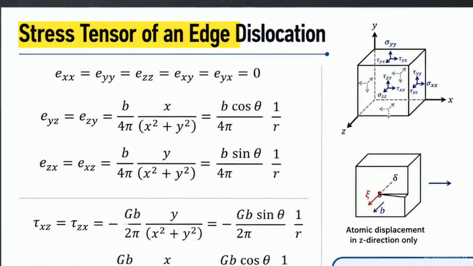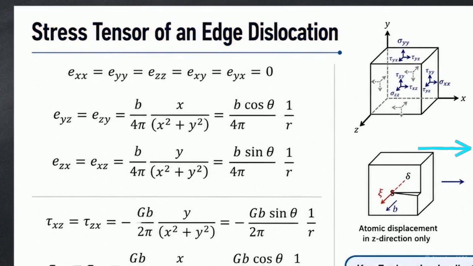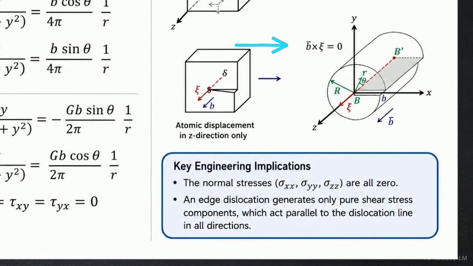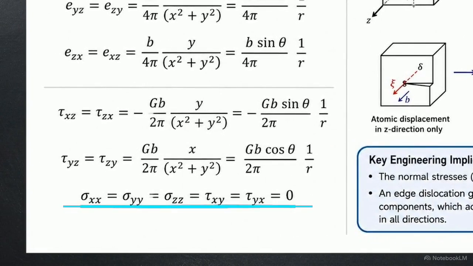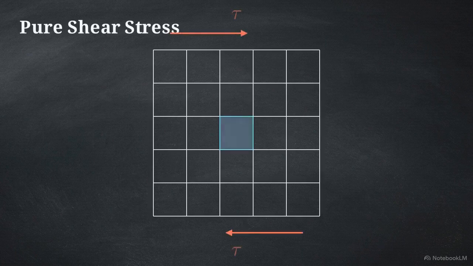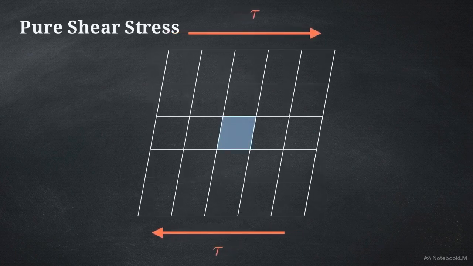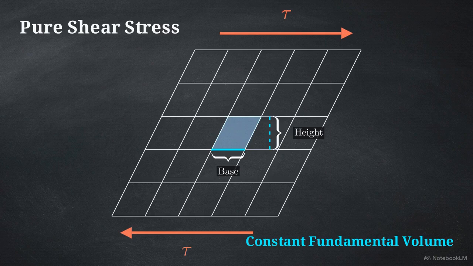However, there is a strict classification error in this engineering slide. Look at the geometric definition below the matrix. The cross product of the Burgers vector and dislocation line is 0. They are parallel, describing a screw dislocation. Analyzing these correct formulas, all normal dilatational stresses evaluate perfectly to 0. Because the atomic displacement operates completely parallel to the defect line, a screw dislocation creates a state of pure shear stress. It distorts the shape of the lattice, but it does not expand or compress its fundamental volume.